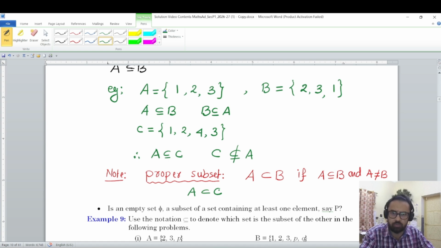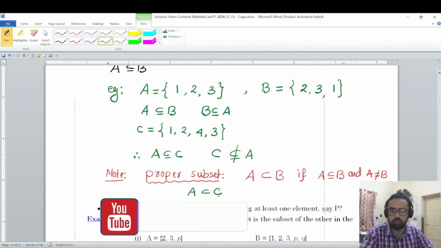C are not equal. Equality of two sets we already studied in the previous lecture. So two sets are equal if they have exactly the same elements. So A and C, they are not equal because there is an extra element 4 in C which is not available in A. But every element of A is available in C. Therefore, A is a subset of C but not equal to C. Therefore, we can write A is a proper subset of C.